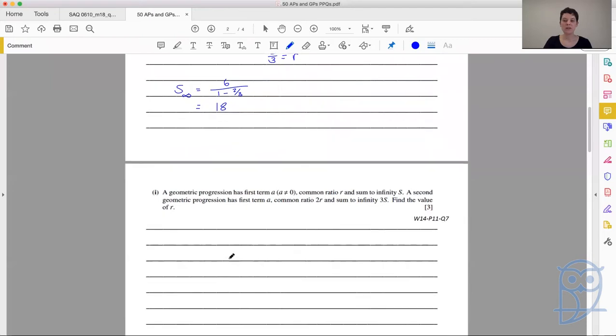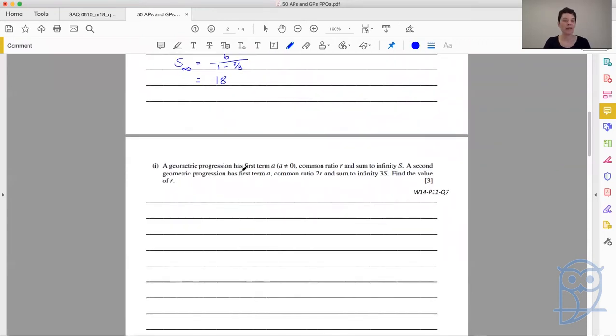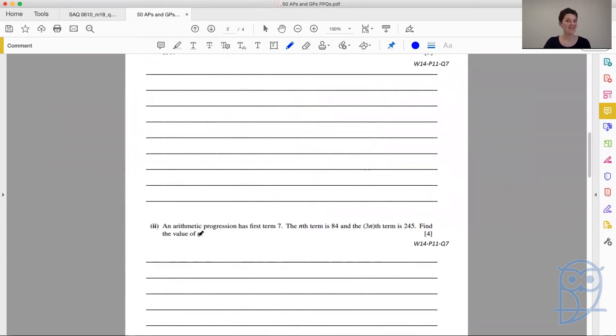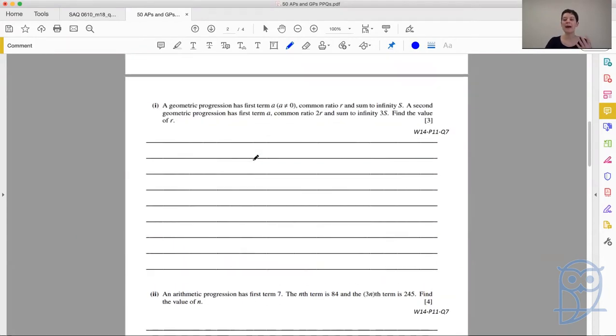So we move on to another question, and we see a geometric progression and then an arithmetic progression. That same pattern is going ahead. We've jumped forward all the way to 2014, and we're still having that same pattern of questions: APs and GPs stuck together in one question.